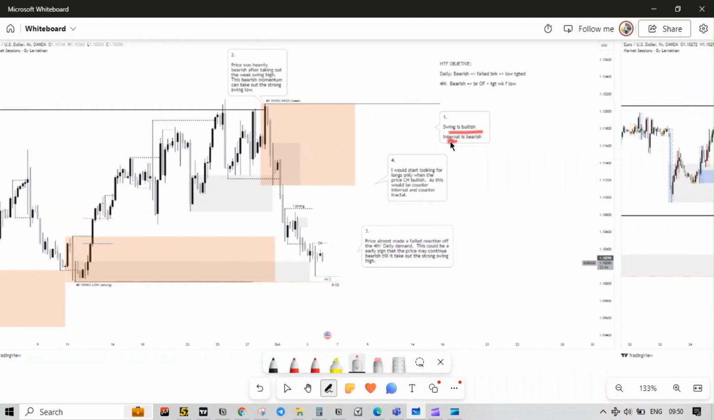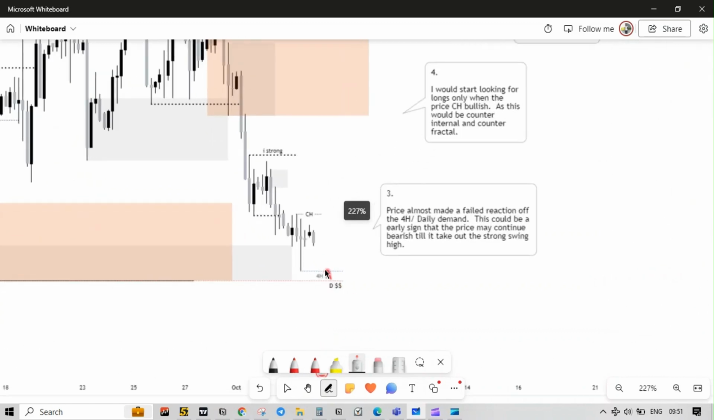Yeah, swing is bullish, internal is bearish. Price was heavily bearish after taking out the weak swing high. This bearish momentum can take out the strong swing low. Yeah, obviously, price almost made a failed reaction of the 4-hour demand. This is actually a failed reaction of the 4-hour demand. This could be an early sign that the price may continue bearish till the price takes out the strong swing high. Sorry, strong swing low. I made a mistake. Strong swing low. So this is my 4-hour target and this is my daily target.